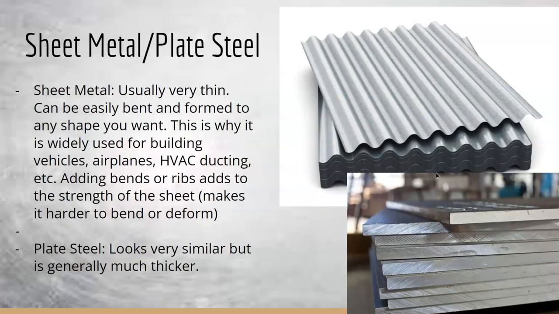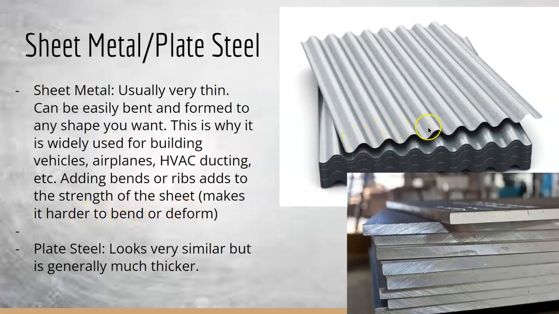Okay, sweet. Sheet metal versus plate steel. Sheet metal is usually very thin. It can be bent and formed in any shape you want. This is why it's widely used for building vehicles and airplanes and HVAC ducting, like the ducting above our head that's keeping the classroom warm, right? Adding bends or ribs adds strength to the sheet and makes it harder to bend or deform.